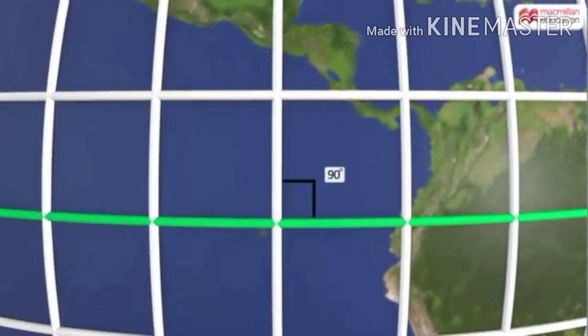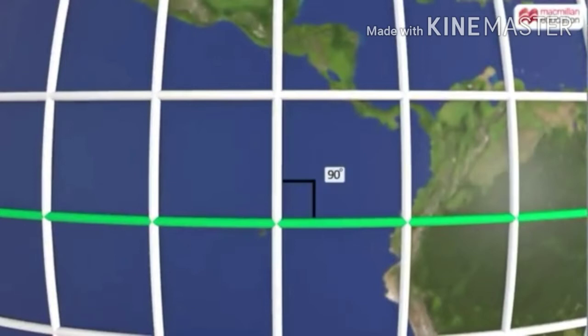Again, the line that runs exactly in the middle, thereby dividing the earth into two halves or hemispheres, is called the equator. The part of the earth above the equator is called the northern hemisphere. The part below it is called the southern hemisphere.